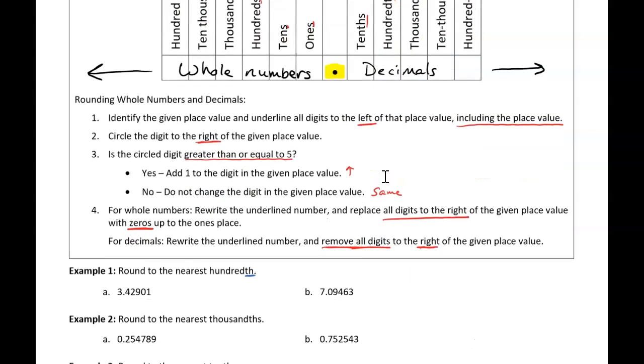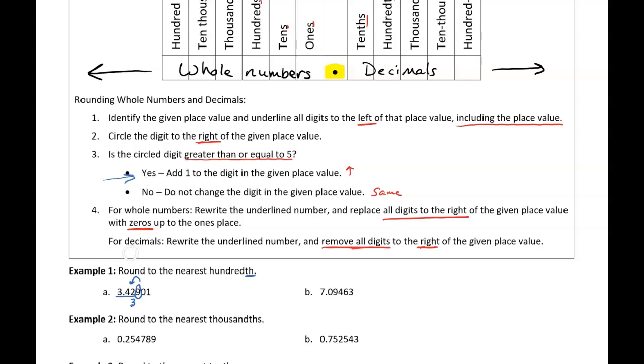Following my rules, I've identified my place value, and I'm going to underline all the digits to the left of it, including that place value. That means I'm going to underline the 3, the 4, and then the 2. The 2 is what I'm looking at. Now the second step, let's circle the digit to the right of that place value. What's to the right of the hundredths place? In this case, it is the 9. Then I ask myself, is that 9 greater than or equal to 5? 9 is bigger than 5, so we're in the situation where we add 1. Because of that 9, we add 1 to the 2 and make it a 3.